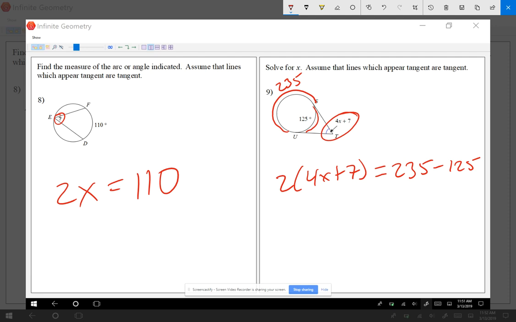Where'd you get the 235? 360 minus 125. 235 is what completes the circle. And just work it out from there. On the test, you will have one of each.